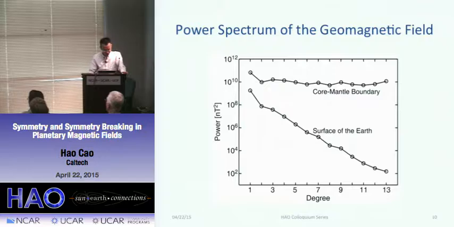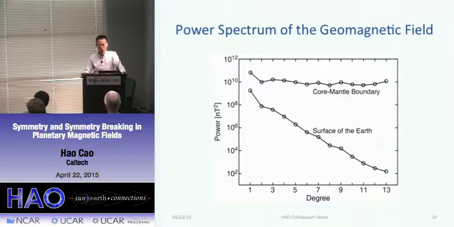You can also construct the power spectrum for the geomagnetic field, simply the power contained at each spherical harmonic degree. On the surface, it's a power law drop. And on the core-mantle boundary, it actually has a peculiar feature: if you do not look at the dipole moment, all the power in the rest of the moments seems to be comparable to each other. Whether it's a flat spectrum or not, we don't know. And we still do not fully understand why this is the case, and whether this is just for Earth, or actually a generic property for all dipole-dominant magnetic fields. We don't know that, actually.